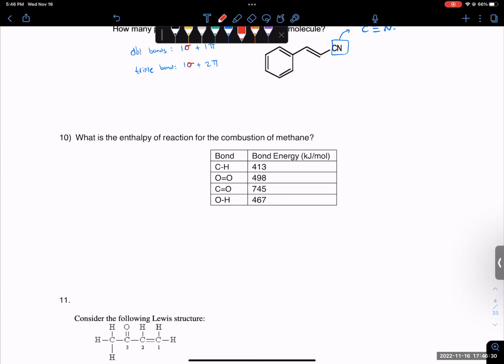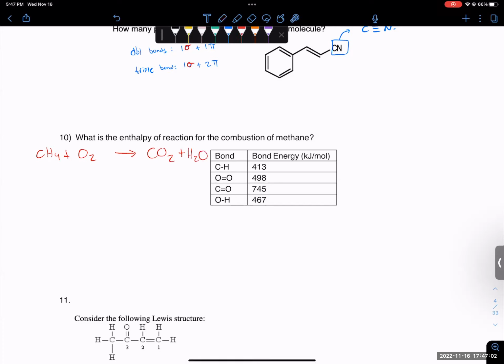That's right. Okay, so methane is what? CH4, right? So first let's write out the balanced chemical equation. So what is it reacting with? O2 gas, and it produces CO2 and water.